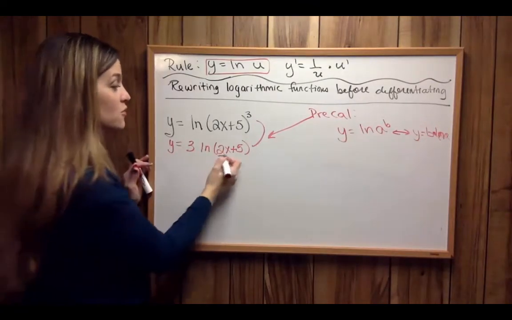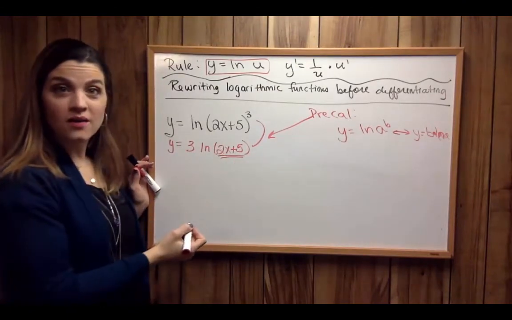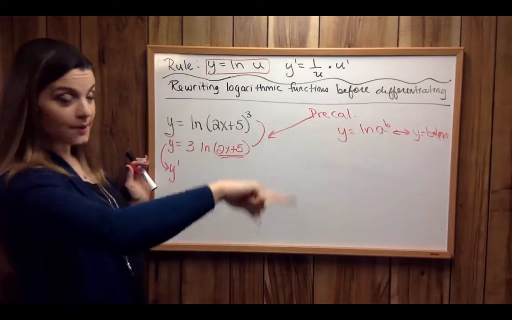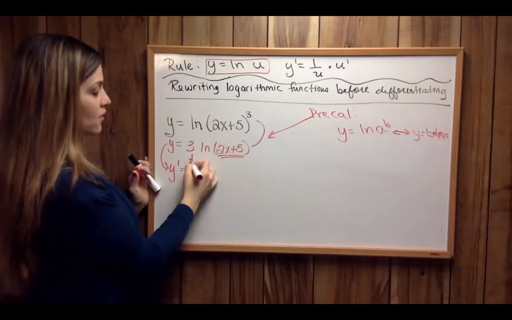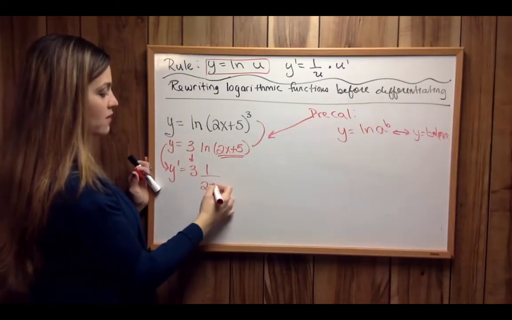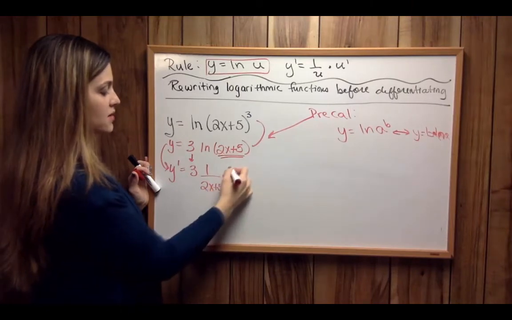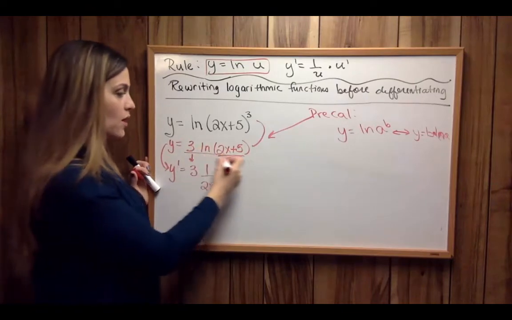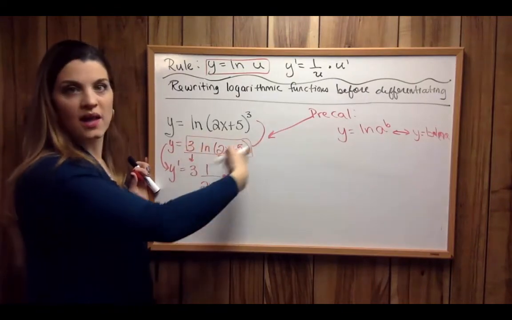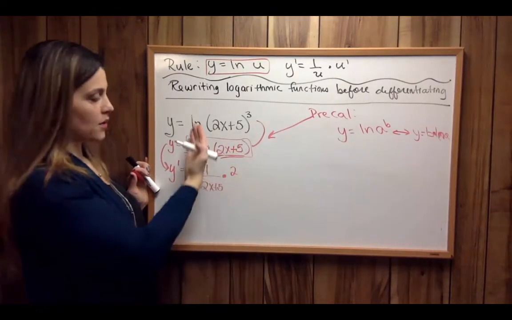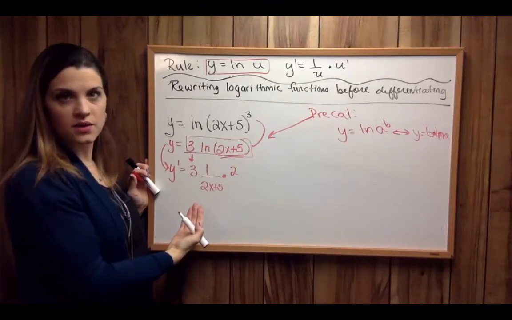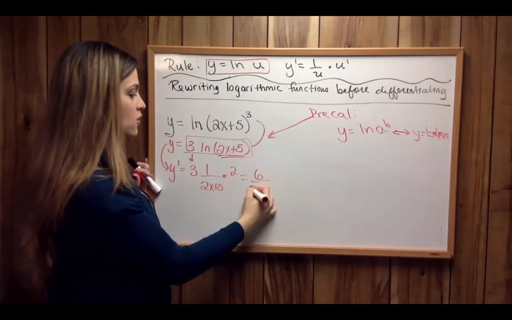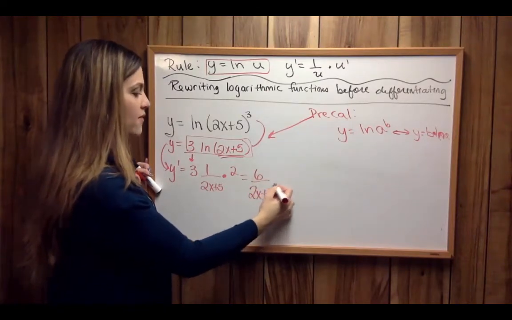All you have to do is use your ln u law. So the derivative, now notice how my notation changes, y prime, is 3 times 1 all over 2x plus 5 times the derivative of the inside, which is 2. This is very similar to a question that we had right in the beginning, where it's 3 ln x or 5 ln x. Remember, the constant stays as a constant in front of the derivative. So the final answer for the derivative is 6 all over 2x plus 5.